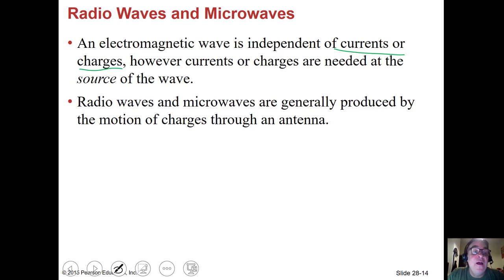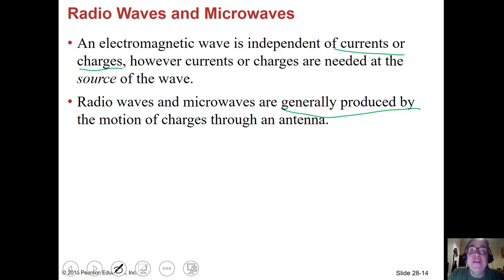Radio waves and microwaves are generally produced, as it says here, by the motion of charges through an antenna. We talked about that when we looked at chapter 25, what actually was an electromagnetic wave. Well, you produce an electric field, maybe from nothing to something. That means you have a changing electric field.